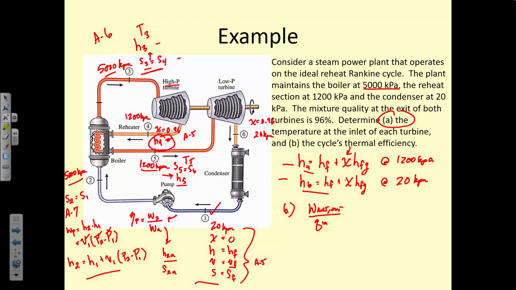So what terms do we have for work? You'll have the work of the turbines, and then you'll have the work of the pump. Work of turbine 1, work of turbine 2, work of the pump. So let's just write down these equations symbolically. What's the work of turbine 1? H4 minus H3. Okay, is it H4 minus H3 or H3 minus H4? H3 minus H4. It's out.